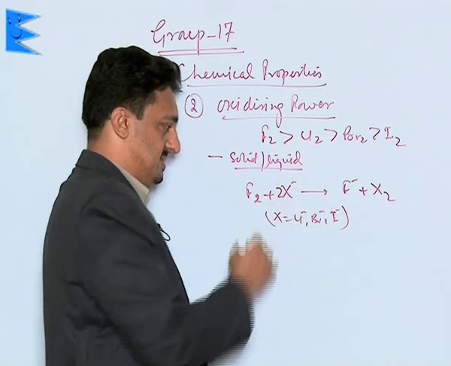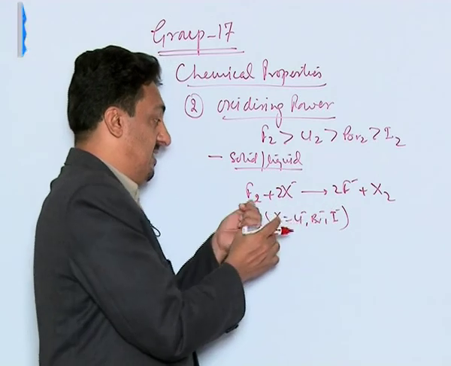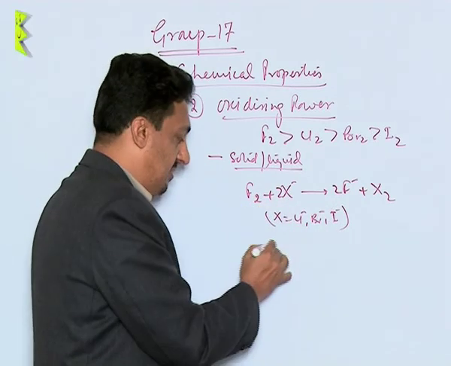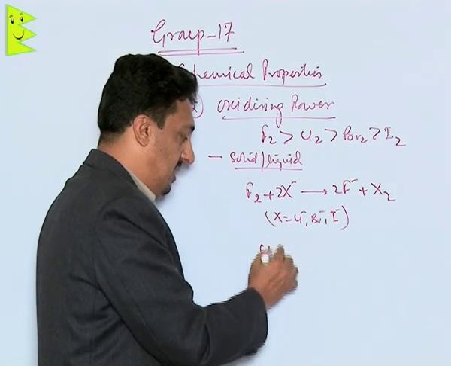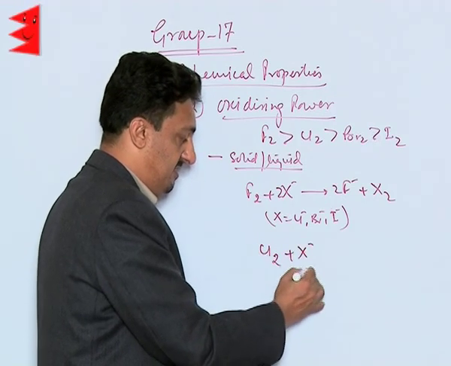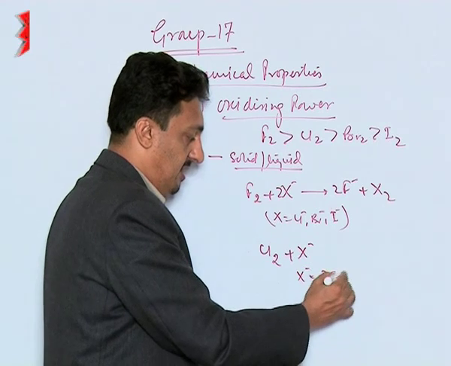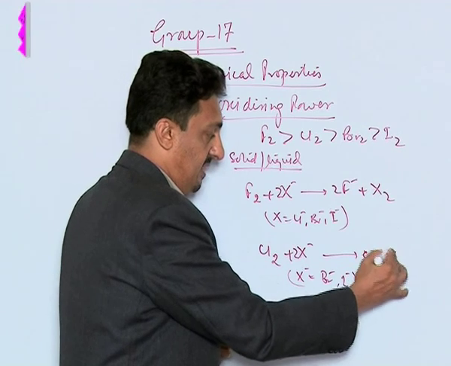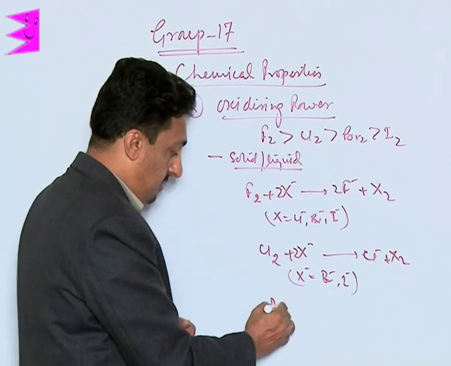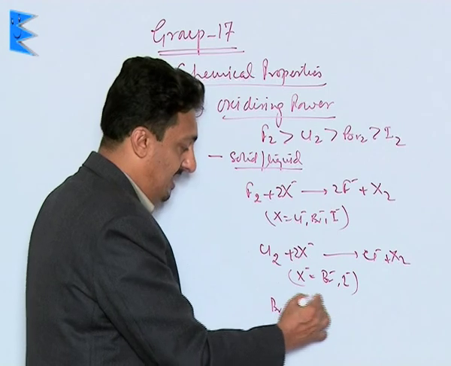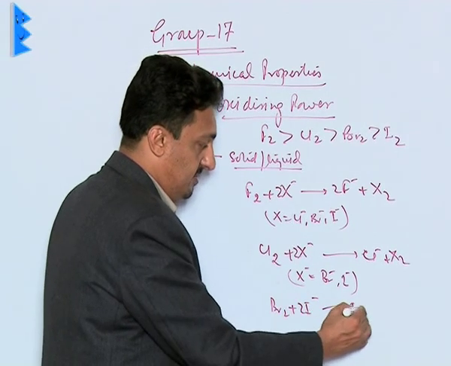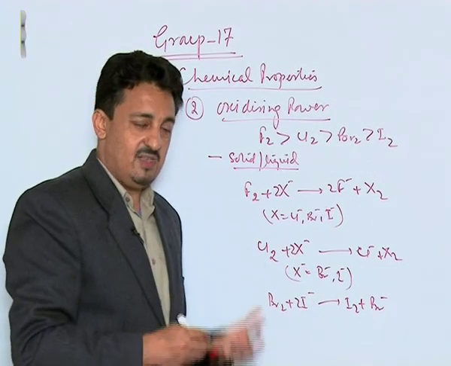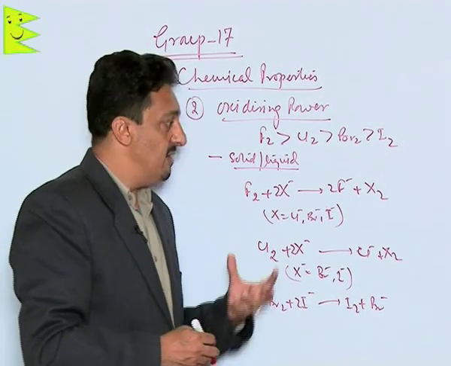So it's like this. What we need to understand now is that since it's the strongest one, it can oxidize chlorine, bromine, and iodine. Whereas similarly, chlorine can oxidize X minus, where this X minus is only your bromide or iodide, to chloride plus X2. Whereas bromine can oxidize only iodide like this to what? Iodine and bromide.